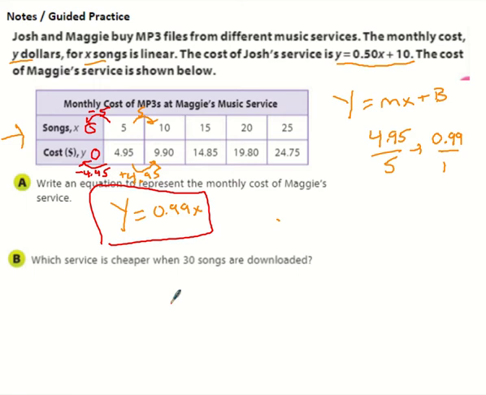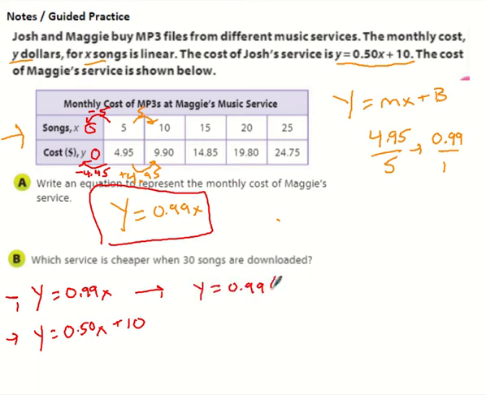So now we can compare, if you're going to download 30 songs, which company is cheaper? Well, X represents 30 songs. So what I'm doing is I'm using 99 cents per song, and I'm also comparing that with 50 cents per song, plus an additional $10 per month. So when 30 songs are downloaded, I'm really just plugging 30 songs in for X. And then again, I can just use a calculator to do that calculation, where I'm going to rewrite my equations with my X plugged in for 30 songs.